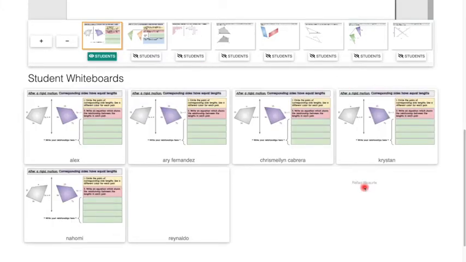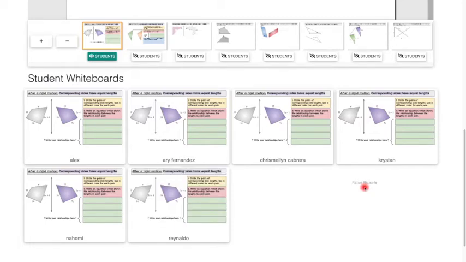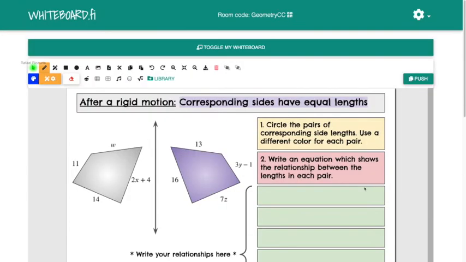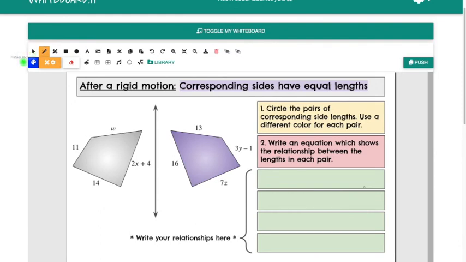So let's get started. In this first one, it's showing us a flip, right? One was flipped over the line to get on top of the other, to completely overlap, to map onto. The fact that we're going to use is that after a rigid motion, corresponding sides have equal lengths. So the first thing I want you to do is, using different colors, circle the pairs of lengths that match. If you look at the little pencil icon, there is a little painter's palette kind of thing. Click on that to pick a color.